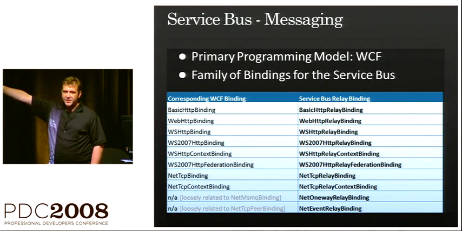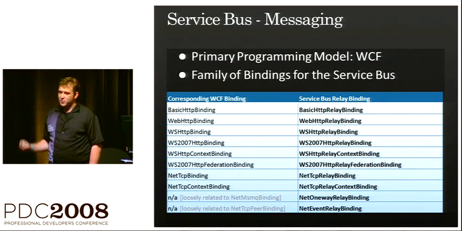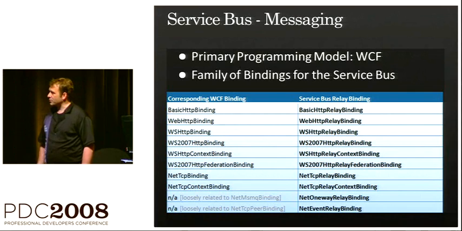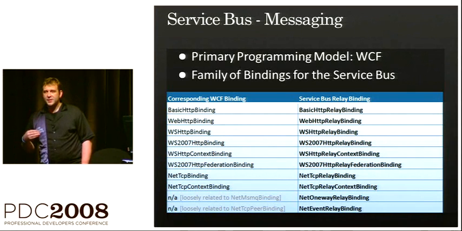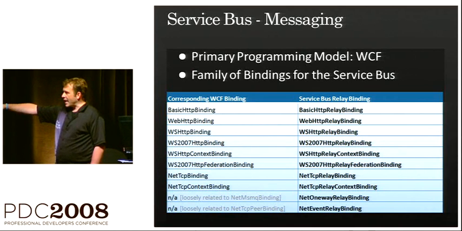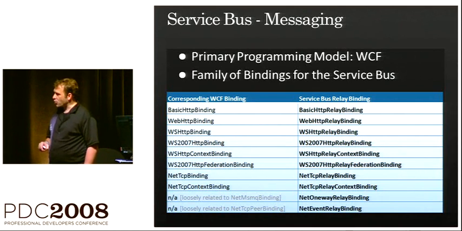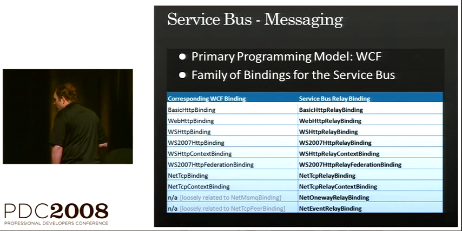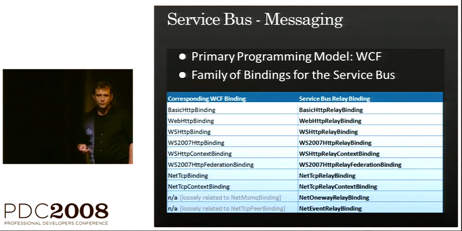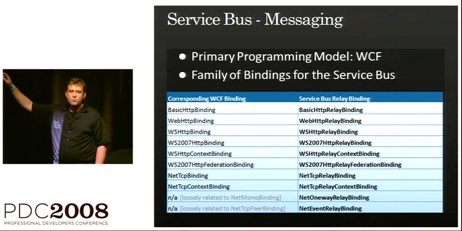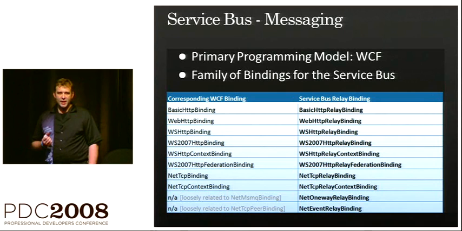If you know the basic HTTP binding, there's a basic HTTP relay binding. There's a web HTTP relay binding, WHTTP relay binding. So all of those bindings that you're familiar with, the mainstream bindings, are all there. Two extra ones: there's a net one-way relay binding, which is for one-way traffic, and there's a net event relay binding, which is for multicast distribution. Most of those are really a mirror of the other ones, also in functionality.